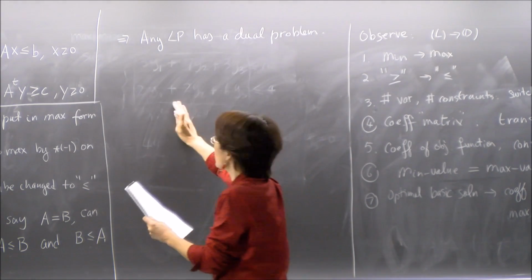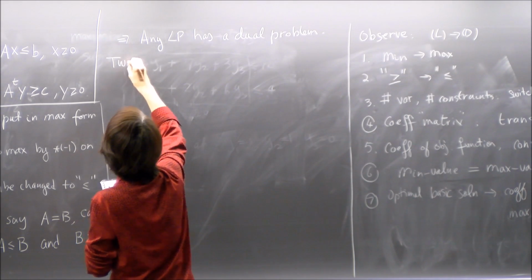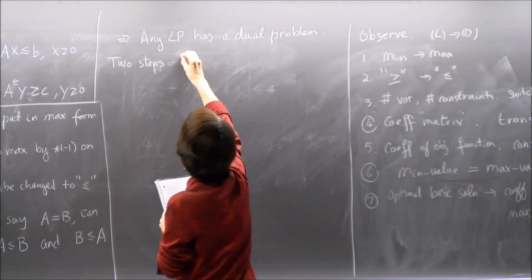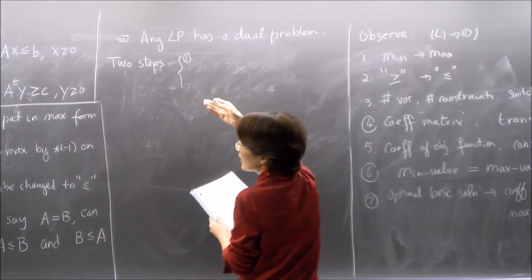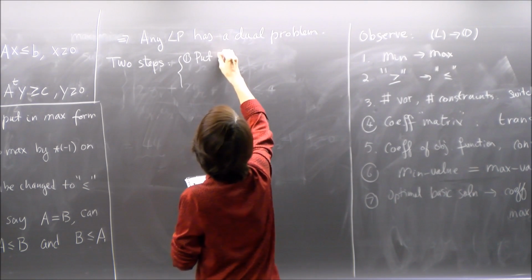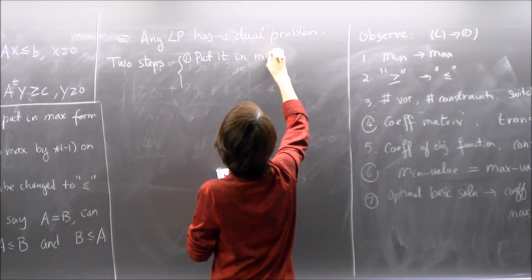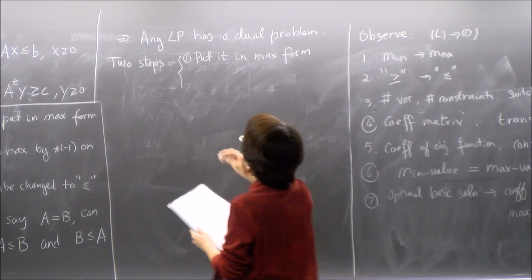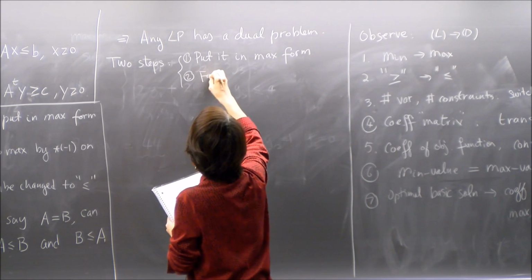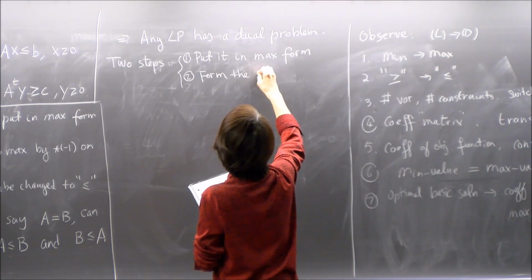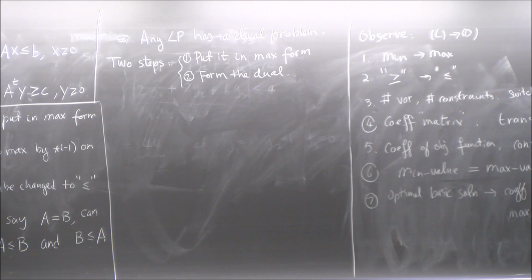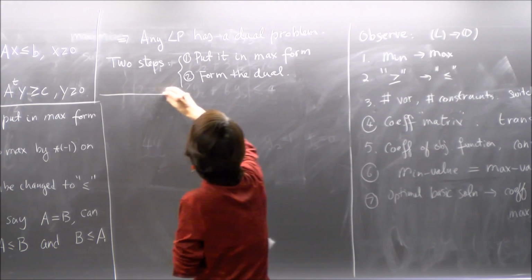So how do you compute this dual? How do you find it? Well, you should take two steps, broadly speaking. The first step, you should put it in the max form, if it's not, by these tricks that we just talked about. And then once you are in the max form, you just form the dual by definition. And that's it. Is that clear? Okay, that's that.